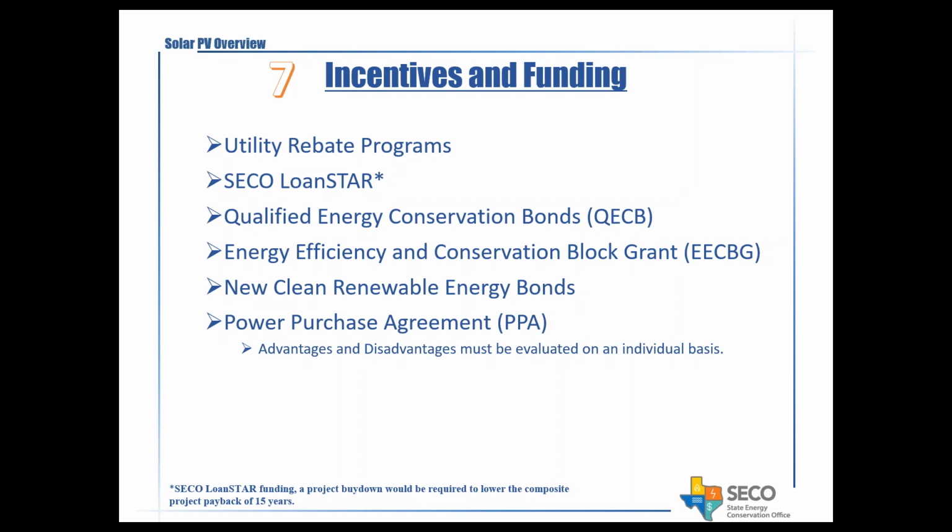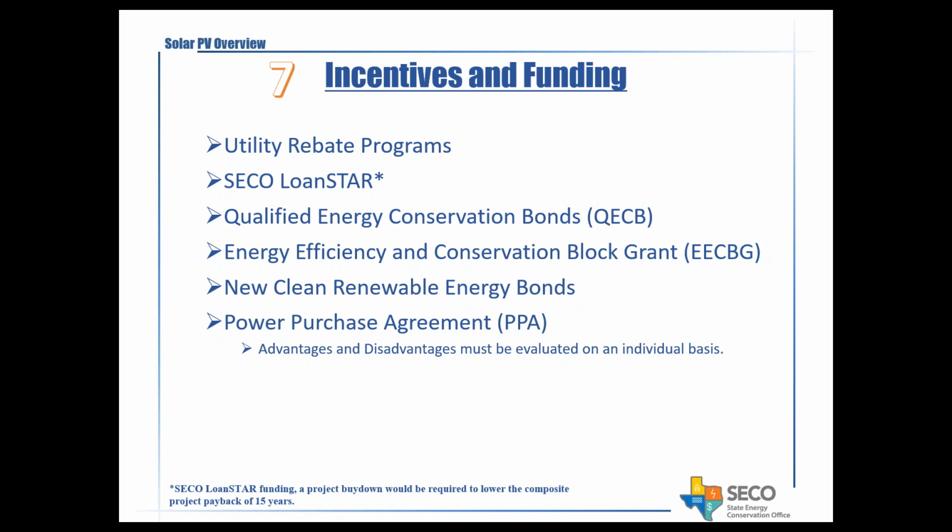So basically, something to watch out for, and they will also accept some buy down options. If the payback is longer than what they will fund, then you can put some money in and buy it down, where you may put in 5 or 10% of the funds, and 90% you're going to get from the SECO Lone Star loan program. Then there are other qualified energy conservation bonds. There might be potential for grants and so forth coming, new clean energy bonds, and power purchase agreements.